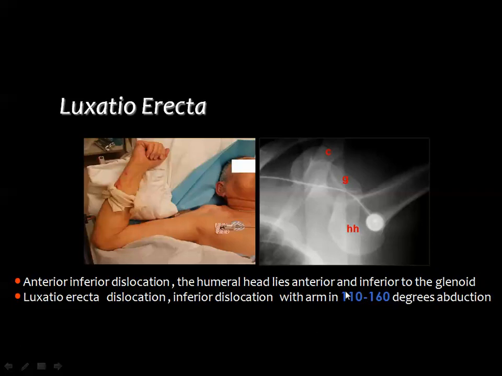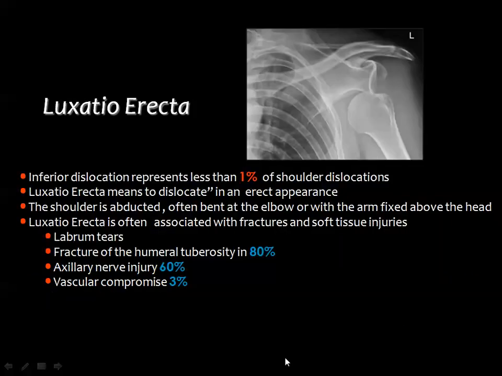Finally, anterior inferior dislocation of the humeral head is known as luxatio erecta, and this is one of the rare types of dislocation of the shoulder. And in this type, they see that the humeral head is dislocated inferiorly in relation to the glenoid bone, resulting in abduction of the arm for about 110 to 160 degrees with the elbow flexed, and frequently the arm is on the head of the patient.